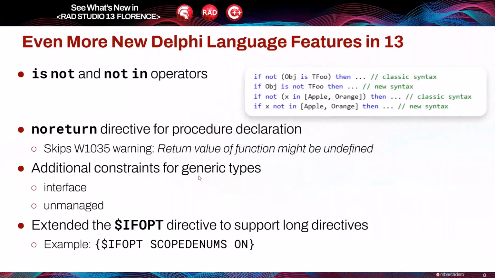Additional constraints for generic types. Now you can define types of interface and unmanaged in generics. And we extended the IF OPT directive to support long directives.